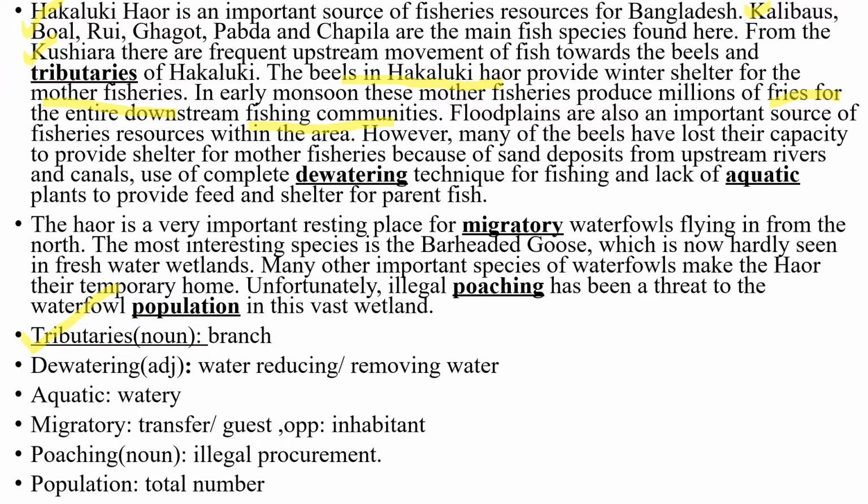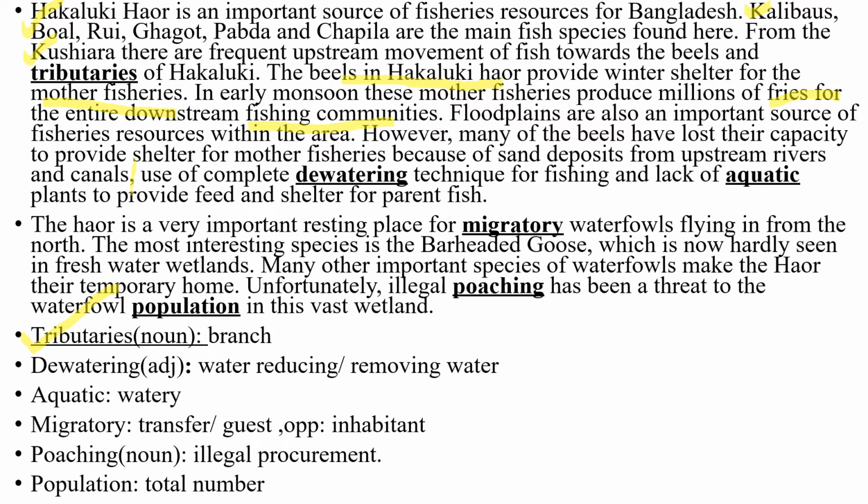So those areas which are flooded during this monsoon are also a very resourceful area for fishes. However, many of the bills have lost their capacity to provide shelter for mother fishes because of sand deposit from the upstream rivers and canals. In recent times, many of the bills in Hakaluki Haur failed to give shelter for the mother fishes because of sand deposit in these rivers, and for that reason the depth of these canals reduced.